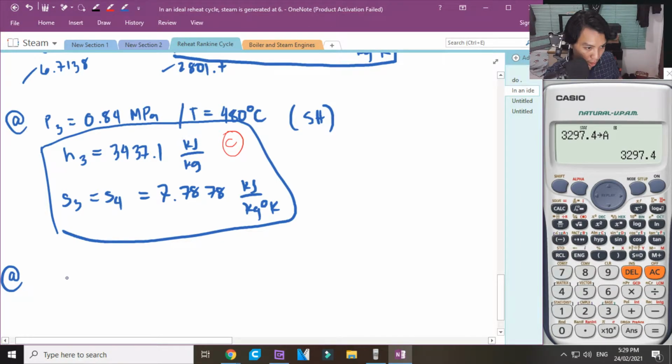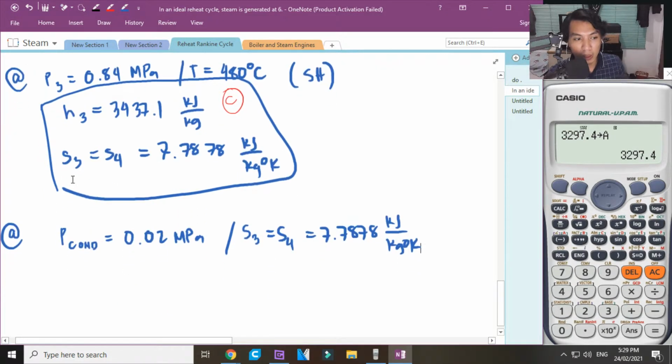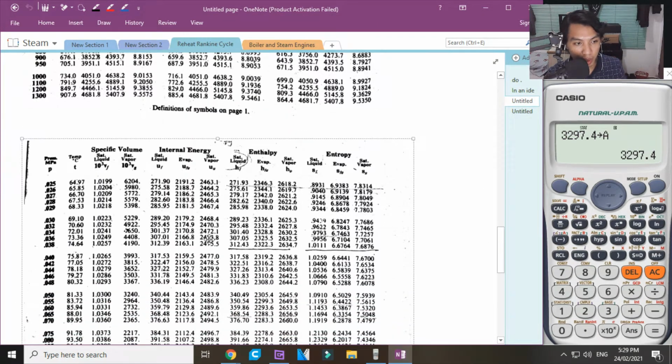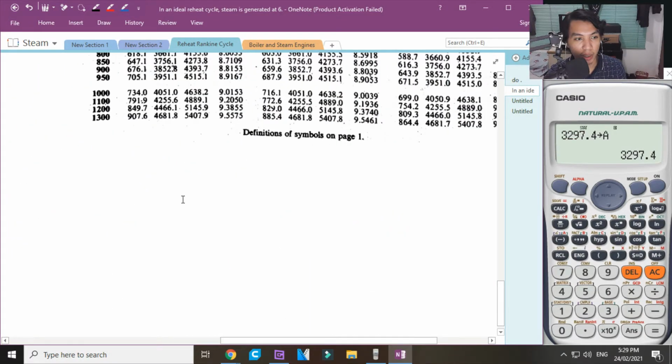Check natin yung pressure sa condenser, which is 0.02 MPa. Check natin yung quality, where S3 is equal to S4 at 7.7878 kilojoule per kilogram degree Kelvin. Tinitignan ko rin siya dun sa ating steam tables. So it is now coming to this part, saturation pressures, table 2. So balik tayo sa table 2.